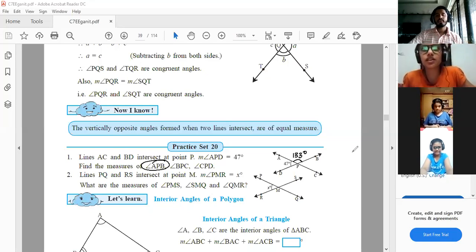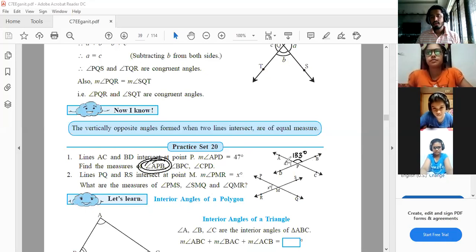Okay. So where I was, we got 133 degrees. That means angle APB is 133 degrees. So if APB is 133, how much is DPC? 133. Why? Opposite to each other.